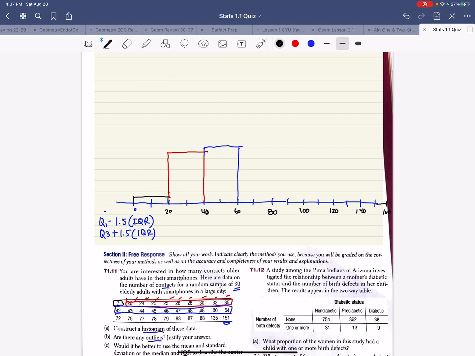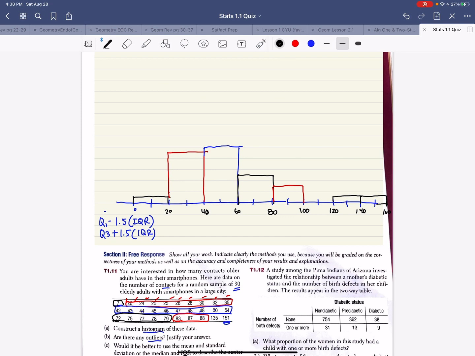All right. And then 60 to just shy of 80 would be these 5 numbers. And then 80 to just shy of 100 would be these 3 numbers. And then 135 would fall in here. And 151 would fall in here.